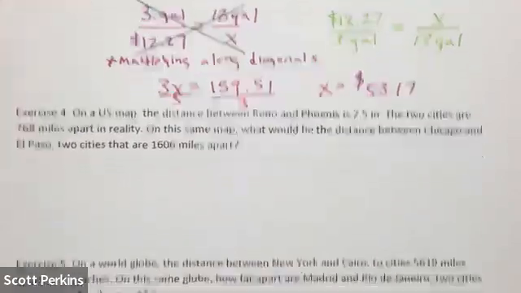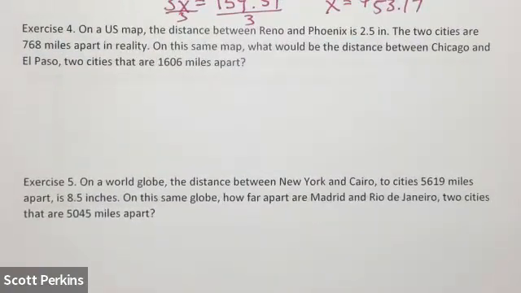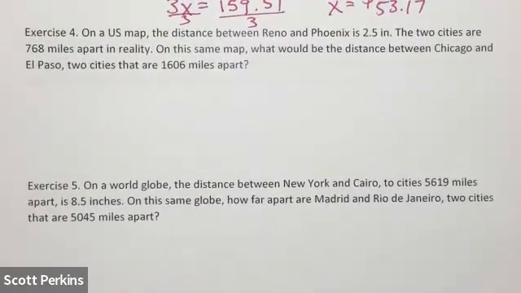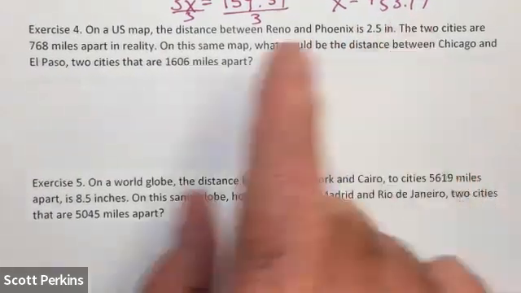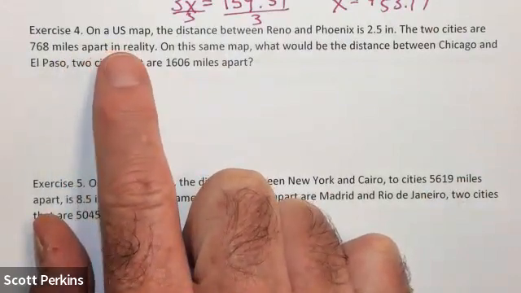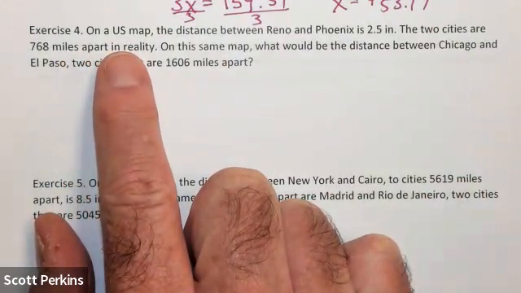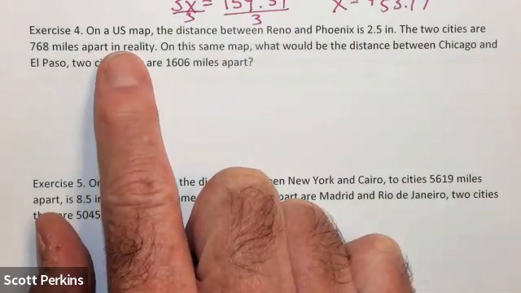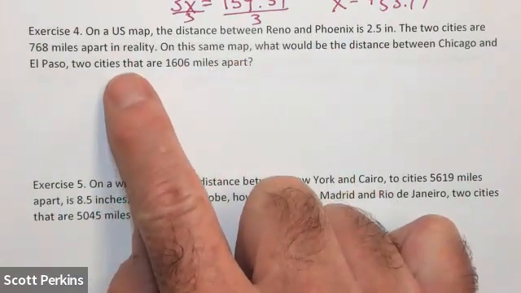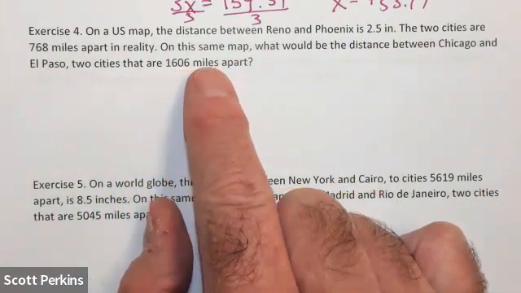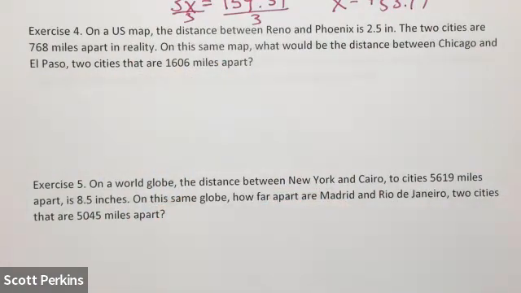So exercise 4. I know that we don't really use maps much these days. I should change these examples, but we're going to go ahead and use a proportion to solve exercise 4. What it says is on a map, the distance between Reno and Phoenix is 2.5 inches. The two cities are really 768 miles apart. So there's a relationship that we know right there, the map distance versus the real distance. Then on the same map, what would the distance between Chicago and El Paso be if they are really 1,606 miles apart? So set that up, solve it, and we'll compare notes in just a minute.